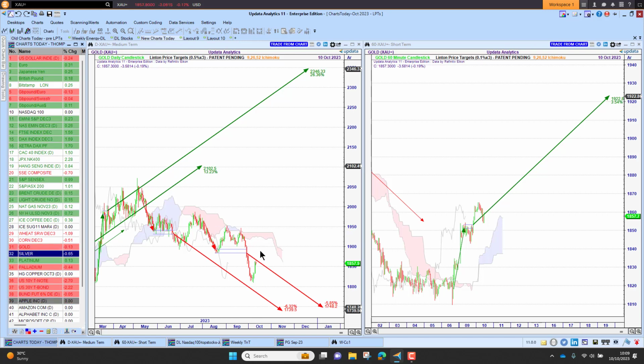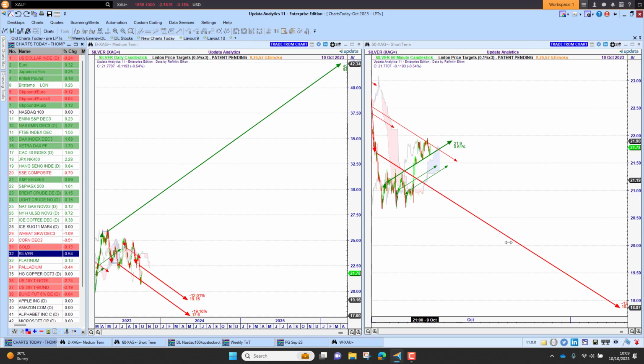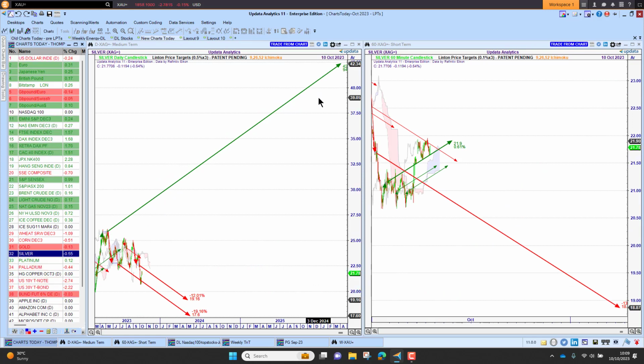Silver is down 0.5% this morning. Similar picture here on silver. We're seeing here these downside targets are really just optimum at the moment. If we made a new high, then silver would go much, much higher. But for the moment, we're seeing that.